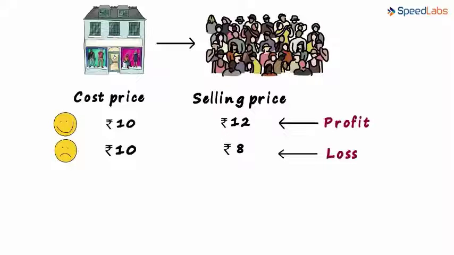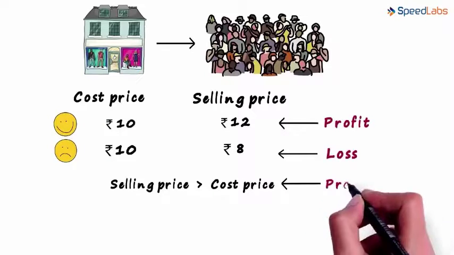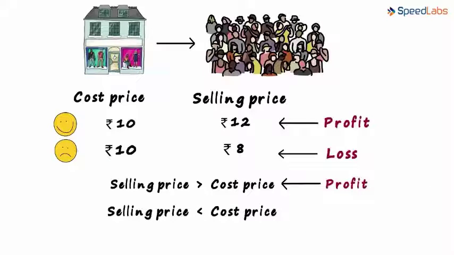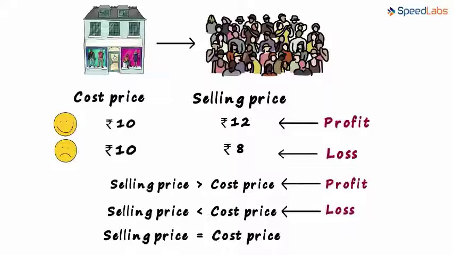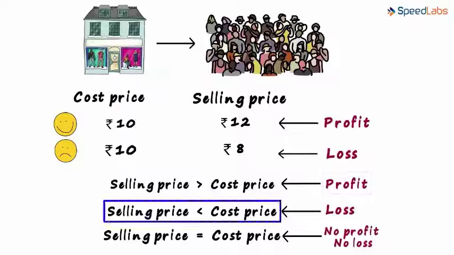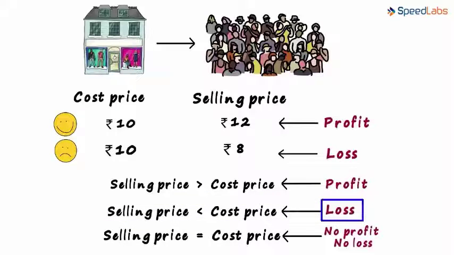In short, if the selling price is greater than the cost price, then the product will be profitable. But if the selling price is lower than the cost price, then it will be a loss-making product. And if the selling price is equal to the cost price, then it is a no profit, no loss situation. All you need to know is that if the price at which you sell is greater than your overall costs, you are making profits. But if it's the other way around, you are making a loss.